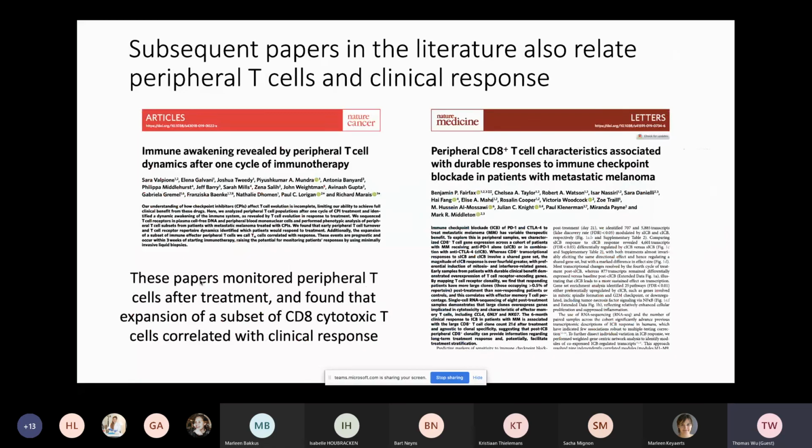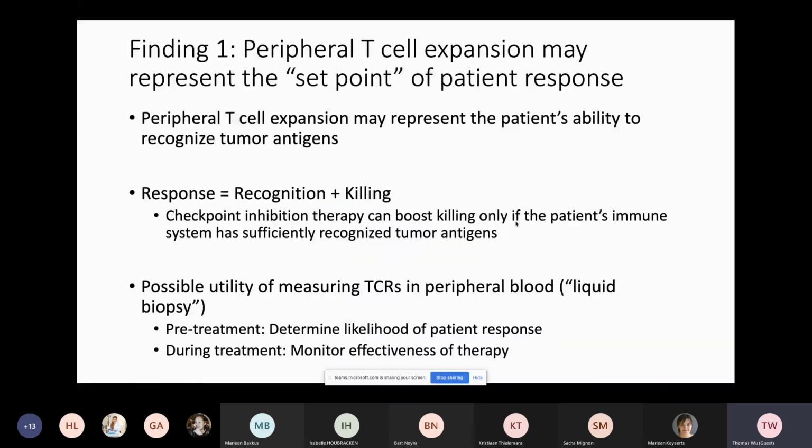So since our paper was published, this relationship between peripheral T cells and clinical response has been shown by these other papers here. These have also monitored peripheral T cell expansion after treatment, and they show basically what we are finding: the extent of peripheral T cell expansion does seem to be related to clinical response. So I'm going to summarize the two main findings, or the two main ideas, in our paper, and then I'll take questions.